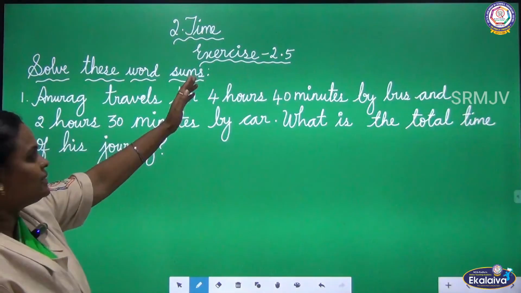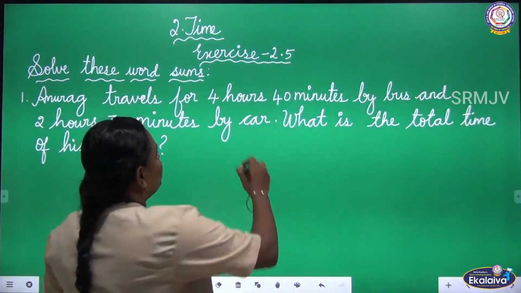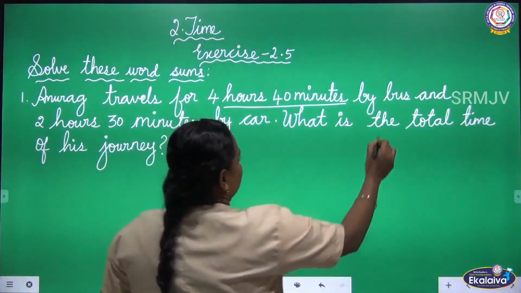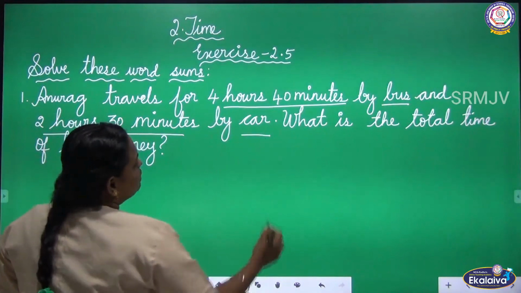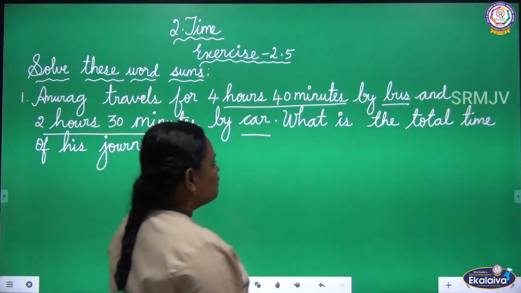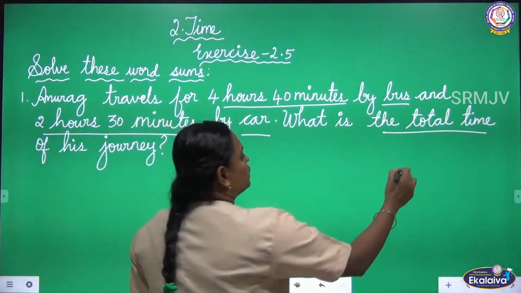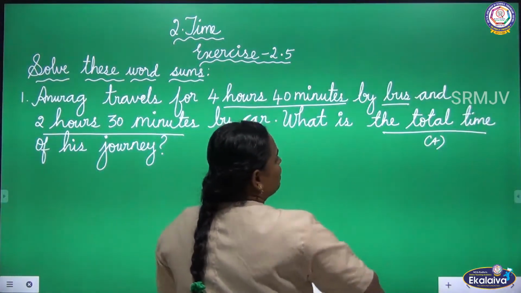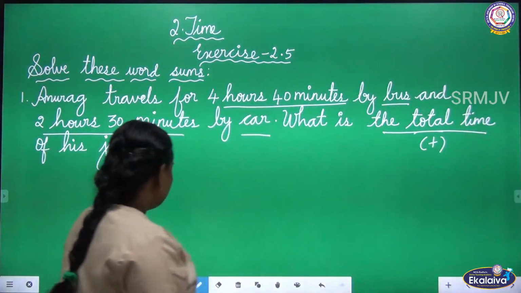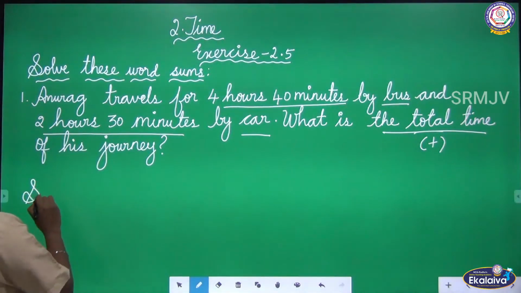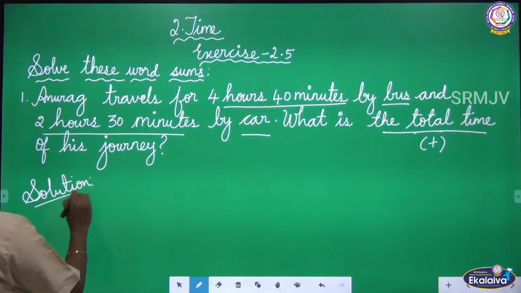Solve these word sums. Anurag travels for 4 hours 40 minutes by bus and 2 hours 30 minutes by car. What is the total time of his journey? Total time. So, total means what we have to do? We are going to add and then find out. So, write solution. So, we are going to add the time.